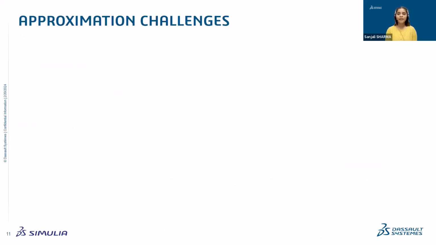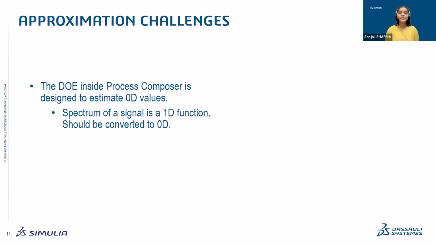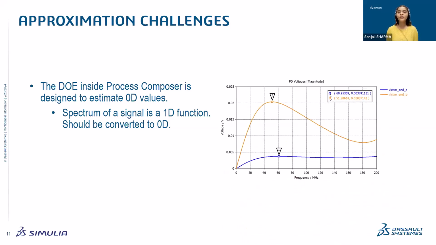Now coming to the challenges that we faced. The DOE inside the process composer is designed to estimate zero-dimensional value, which means one-point data. But what we get in the CST is a 1D curve for the induced voltage in the entire range from 0 to 200 megahertz, let's say. So we have to convert it to zero-dimensional data.